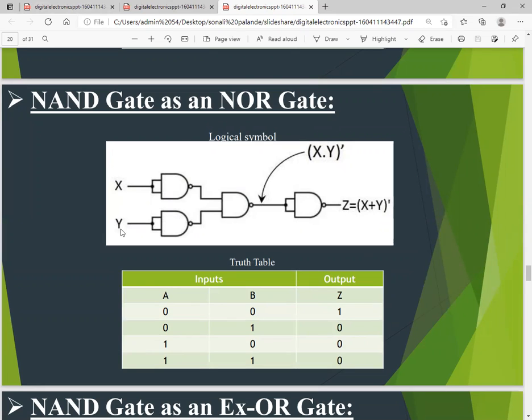If we take x equals 0, y equals 0, then z equals 1. If x equals 0 and y equals 1, then z equals 0. If x equals 1 and y equals 0, then z equals 0. And if x equals 1, y equals 1, then z equals 0. This truth table is similar to the NOR gate. That's why this circuit is called the NAND gate as a NOR gate.